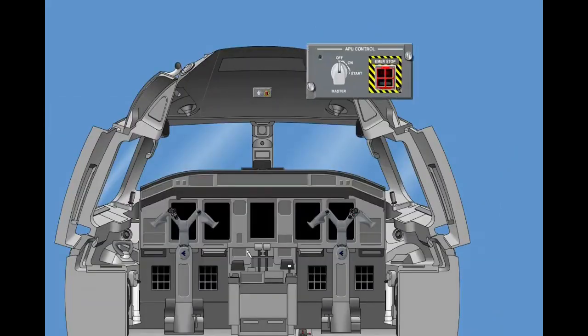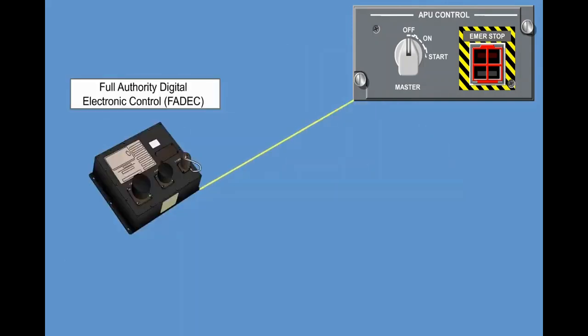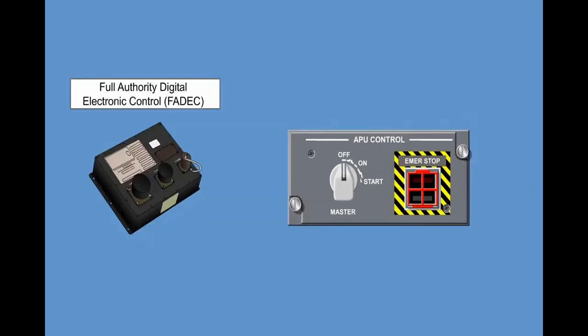Ang APU control panel and switches kay na-locate ni siya dito sa cockpit overhead panel and provide control signals to the APU FADEC. Ang panel contains duha ka switch, mao ni ang master switch ug ang emergency stop switch. Ang master switch is a 3-position switch. The off position indicates normal shutdown of the APU after a 2 minutes cool down period. Ang on position indicates normal auxiliary power unit operation.